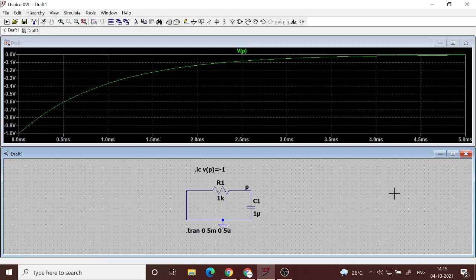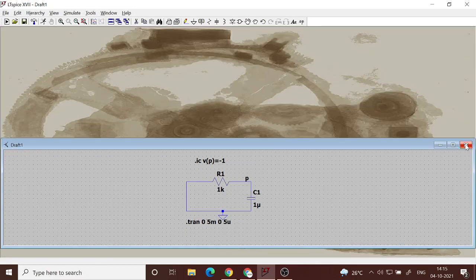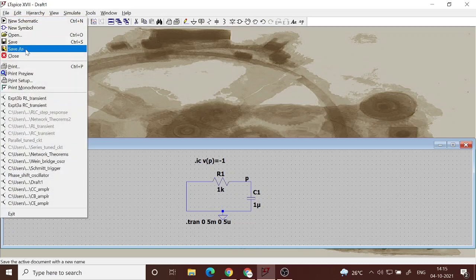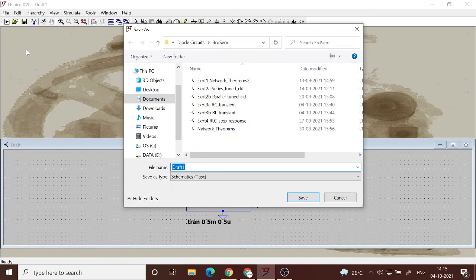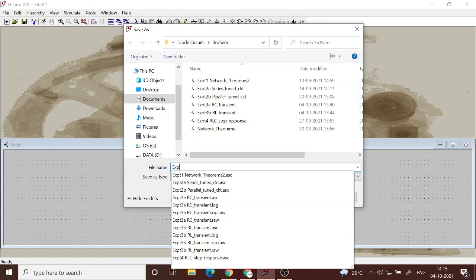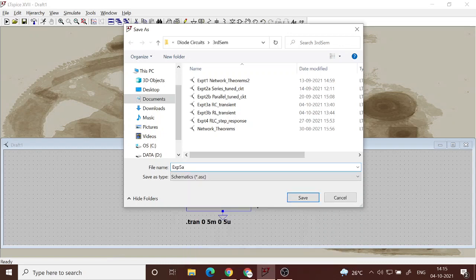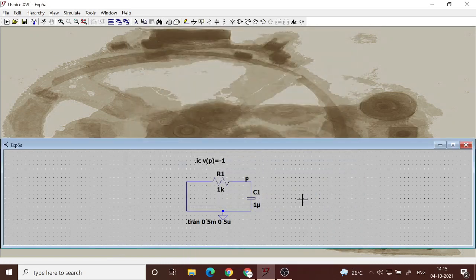Any questions on this simulation? I give you a short time for asking questions, otherwise I will move to the next circuit. Okay, assume that you are okay with it. This is experiment number 5A. This week I will put up a link for you to upload your reports.